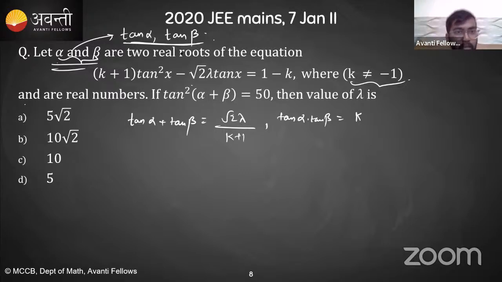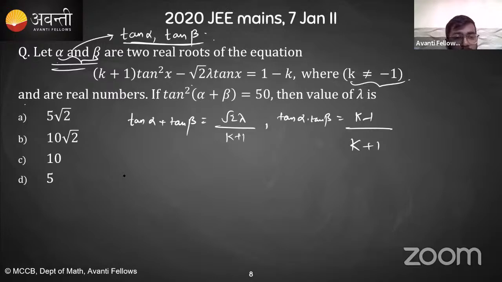Yeah, I guess now I am audible. So here we know that tan alpha plus tan beta will be equal to root 2 lambda upon k plus 1, and tan alpha tan beta will be k minus 1 upon k plus 1, right?